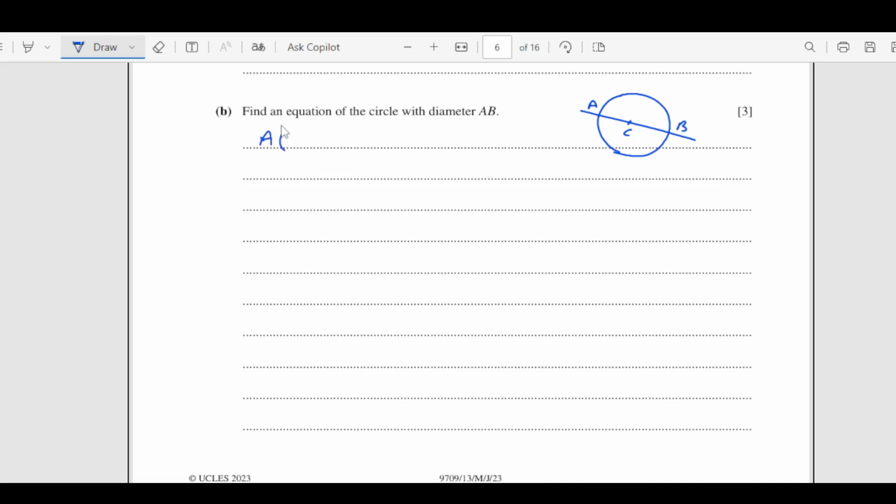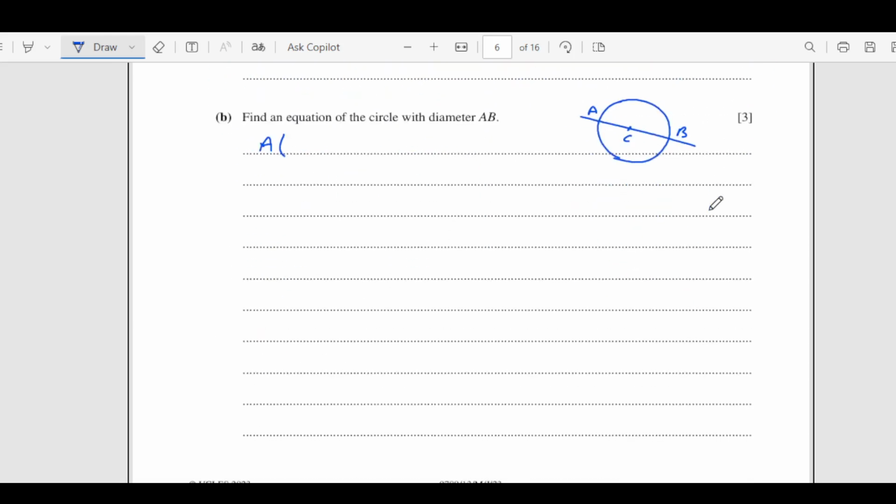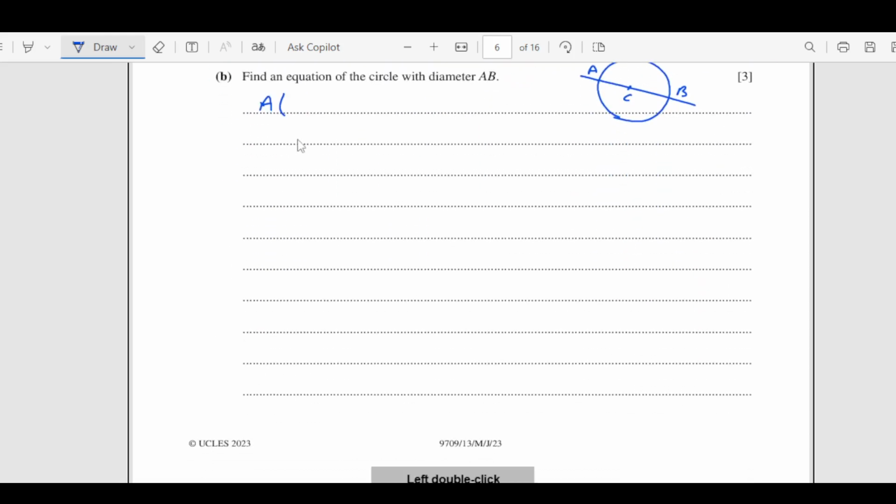The coordinates of A that we found in the first part are 7, -2, and B is -1, -10. So I'm rewriting here. A is now 7 and -2 and B is -1 and -10. To find the equation of the circle, we must have the center. As AB is a diameter, the center is going to be the midpoint of this. So this is going to be (7 - 1) over 2, and (-2 - 10) over 2. So this is 3 and -6. So this is our center now.